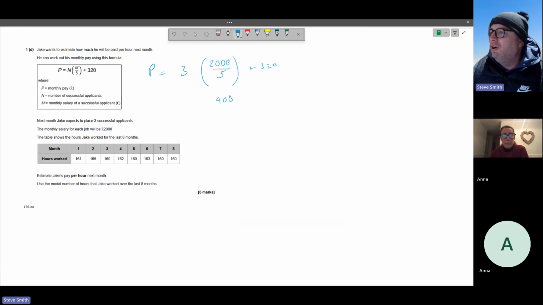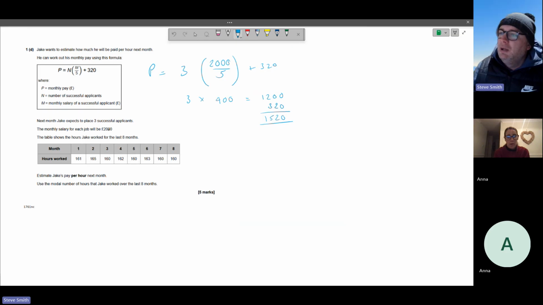2,000 divided by 5 is 400. And then we're going to times that by 3. So that's the bracket. It's outside it now. Look. So we know that part is 1,200. Add our spare bit at the end, and that is 1,520. We've done the bracket part. Next month, Jake expects to place 3 applicants. So we've done that part, and each salary is 2,000.